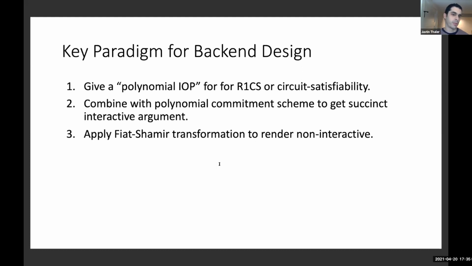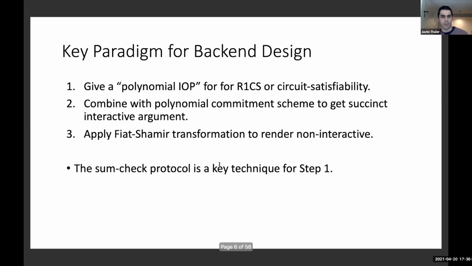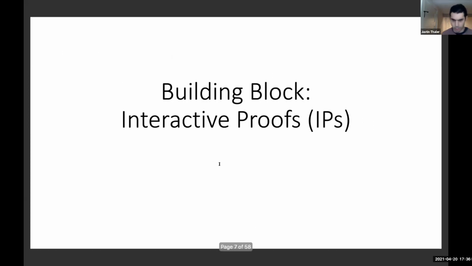And then you combine that with a cryptographic object called a polynomial commitment scheme that turns your polynomial IOP into a succinct but interactive argument. But it'll be public coin typically. So you can then render the succinct interactive argument non-interactive using the Fiat-Shamir transformation, and then you have a SNARK. This is the paradigm that I really want to talk about in this presentation. And the sumcheck protocol, which was referenced in the title, is a key technique specifically for step one, for designing very high-speed polynomial IOPs.